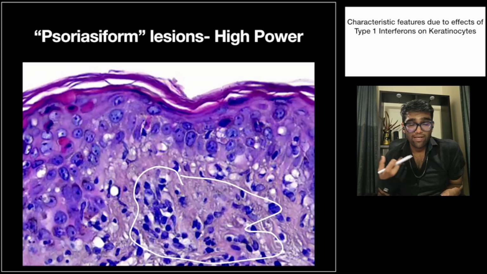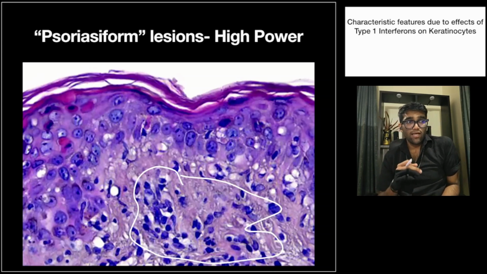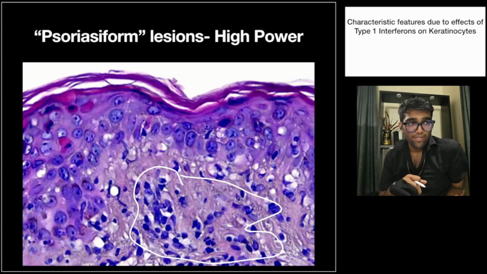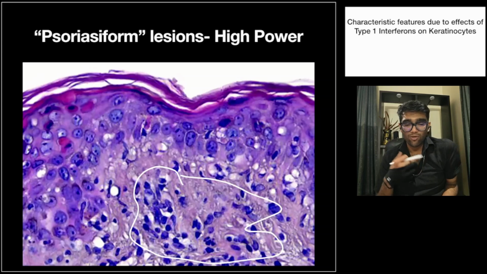So the main defense of any mammalian cell to viral infection is actually to shut down its protein synthesis, and that is the reason why there is that epidermal thinning, because obviously protein synthesis is required for cell growth and differentiation. So that is why differentiation is not happening and there is epidermal thinning.